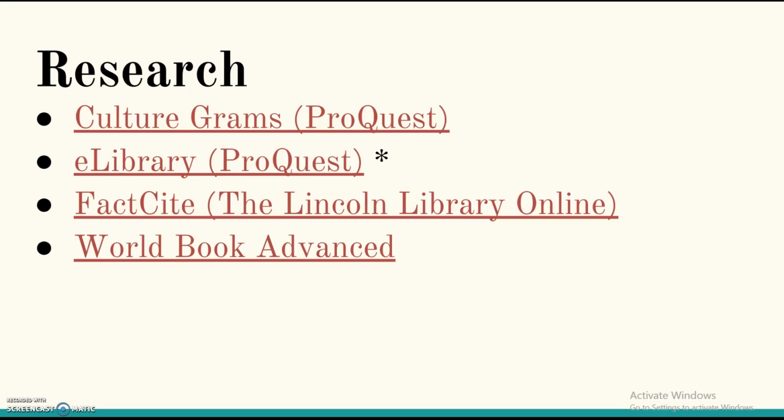If you're teaching research, here are some options for you. Culturegrams is wonderful for anything to do with geography, countries, of course culture. FactSite is an encyclopedia written on a lower level, so it might be great if you have struggling readers in your classroom or English language learners. And then WorldBook Advanced is just a general encyclopedia. Today I want to highlight eLibrary through ProQuest.